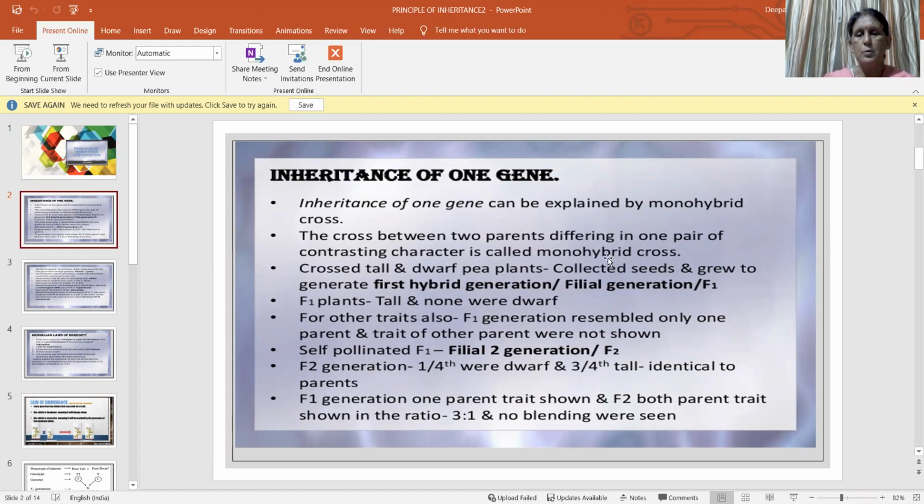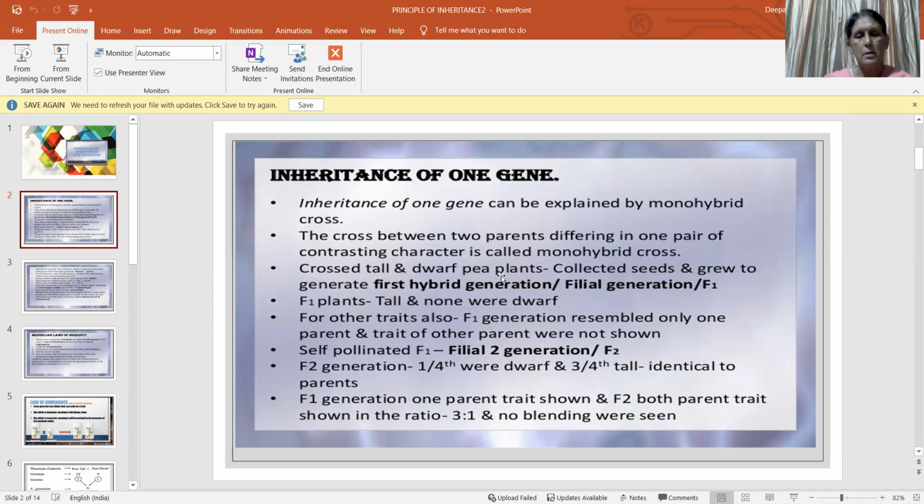That means when two pure line plants are crossed with one contrasting character, such as tall and dwarf, it is called a monohybrid cross. Cross tall and dwarf pea plants, collect the seeds and grow them to generate the first hybrid generation.